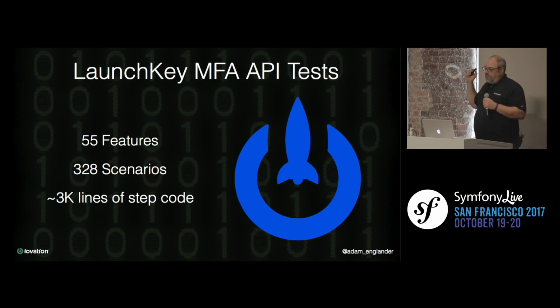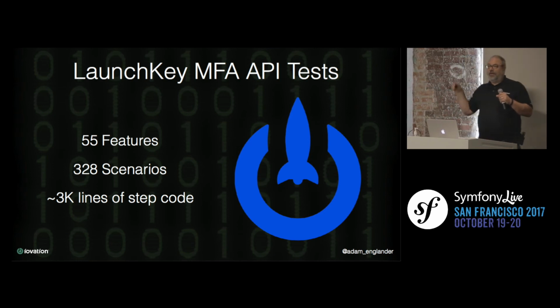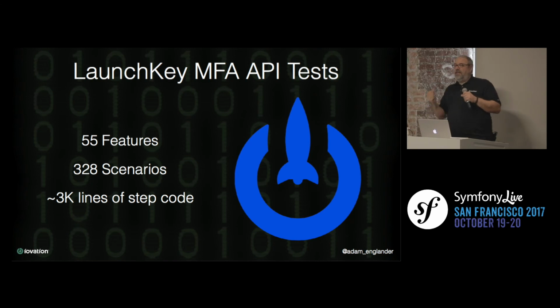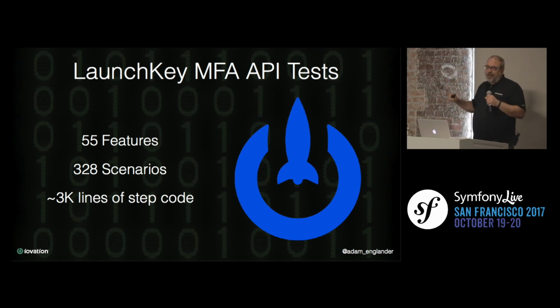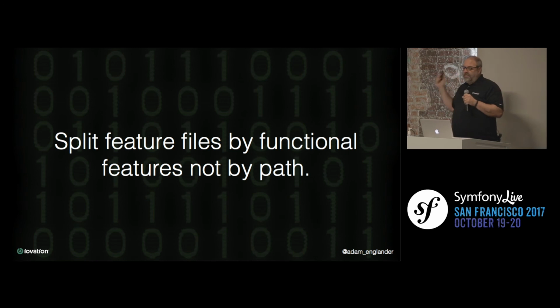So to cover that, I have 55 feature tests and 328 scenarios and about 3,000 lines of step code. That does not include annotations or any of that kind of nonsense. It's just actual step code. And that's a lot of code. So the first thing I can tell you is split features by functionality, not by paths.